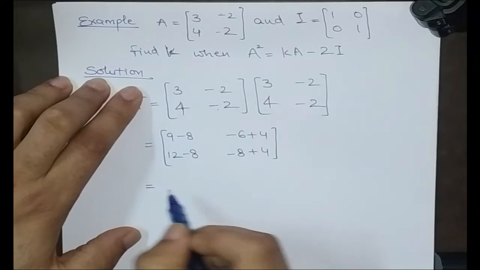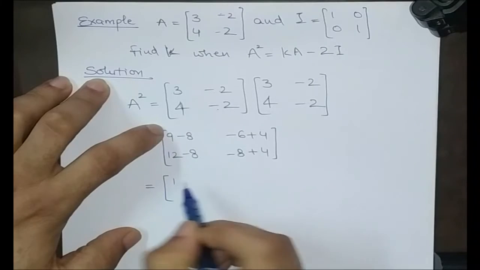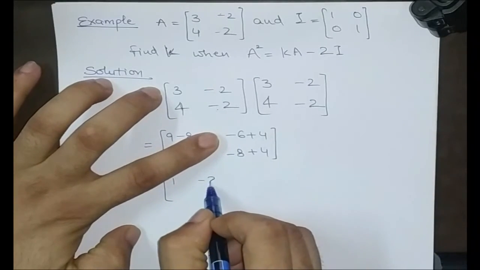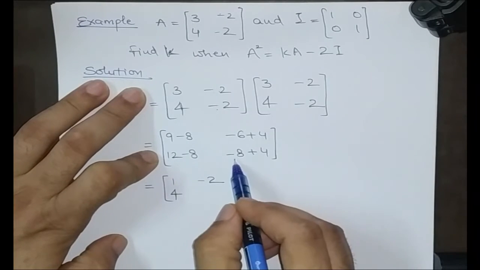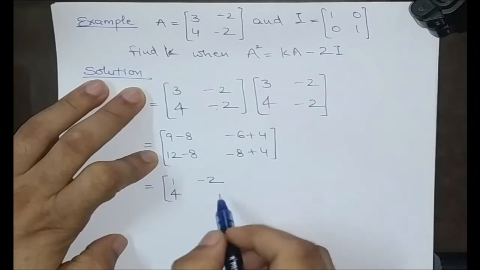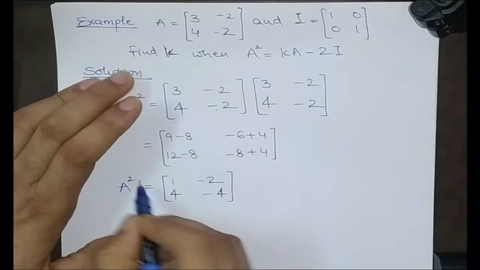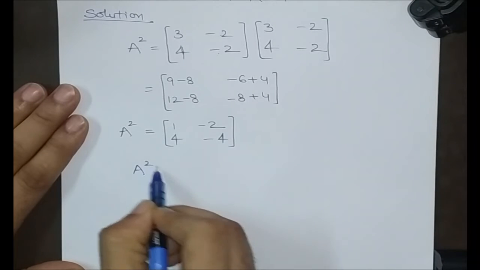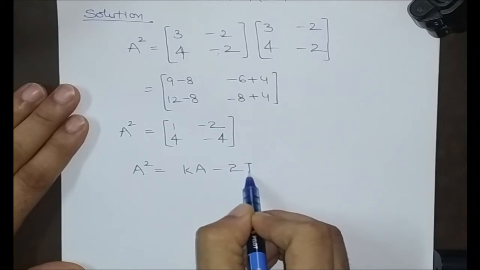This is equal to 9 minus 8 is 1, minus 6 plus 4 is minus 2, 12 minus 8 is 4, minus 8 plus 4 is minus 4. This is A square. Now A square is equal to KA minus 2I.